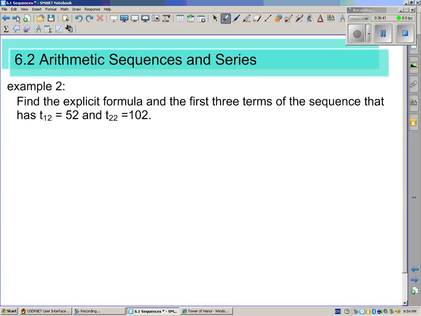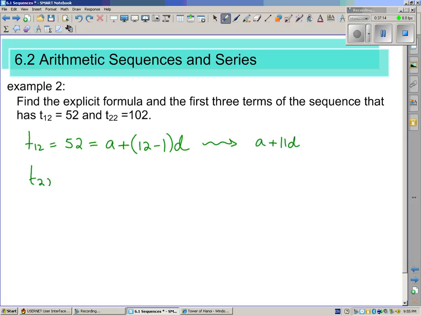So, how can I write that? Well, term number 12 is equal to 52. That would equal A plus 12 minus 1 D. What's 12 minus 1? 11. So I'll just do that. It says this is A plus 11D.